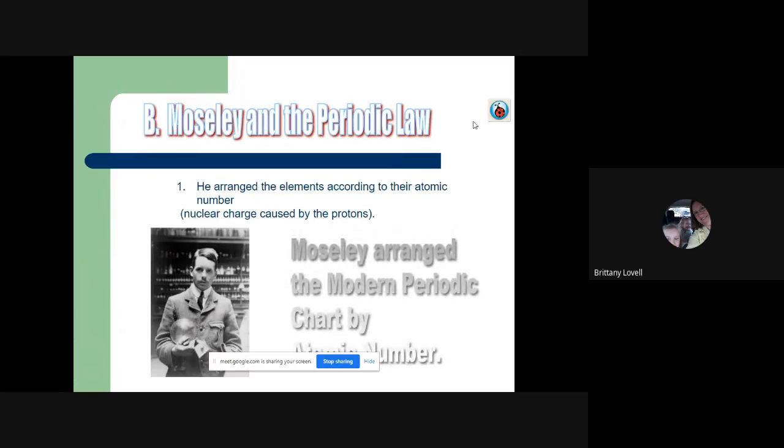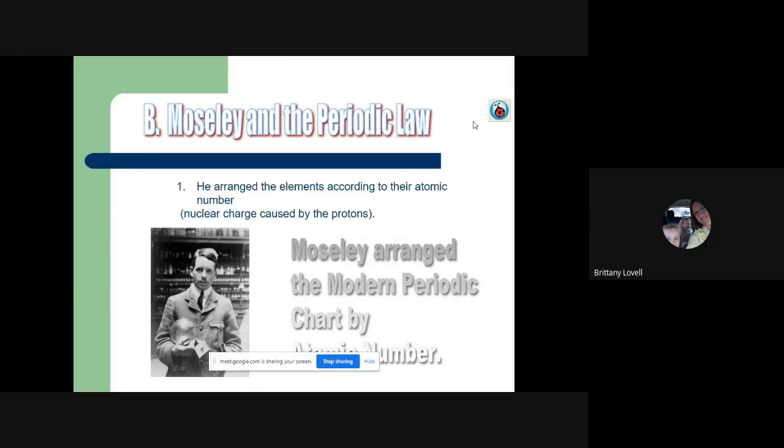Okay. Moseley is the creator of the modern periodic table. So on your paper, where it says modern periodic table creator, you're going to write Moseley. Moseley. I know. It would have been easier if like Mendeleev would have been mass and Moseley could have been like an N, like Nosley, number, a bit easier. C'est la vie. Okay. Moseley arranged the periodic table by number.